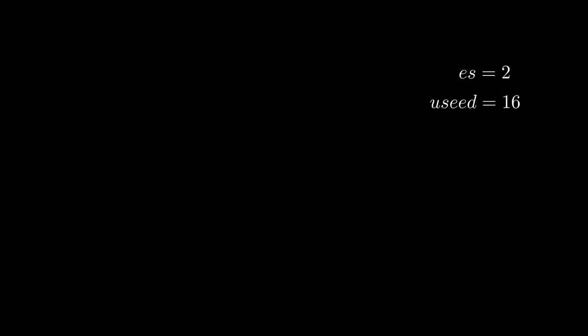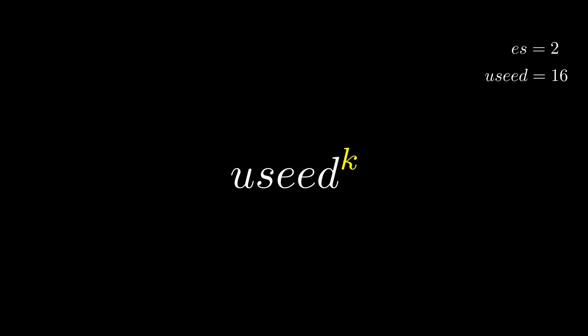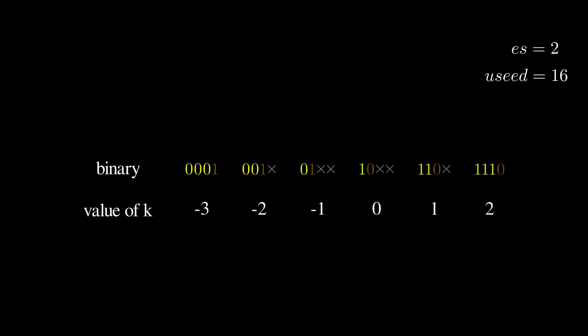Let's keep track of ES and useed in the top right corner. Our regime is our useed to the power of k, where our k value gets formed from the regime bits of our posit in the following way. For positive values, we have a row of 1s terminated by a 0. For negative values, we have a row of zeros terminated by a 1. So 10 for instance is 0, 110 is 1, and 1110 is 2, and so on.